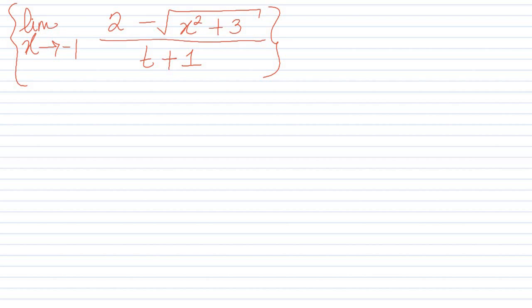I said we should solve the limit as x goes to -1 of this particular function, 2 minus the square root of x squared plus 3, divided by x plus 1. Well, when you solve it on your own time and compare your work to mine, you're going to get the answer to be 1 over 4. So if your answer is 1 over 4, your answer is correct.